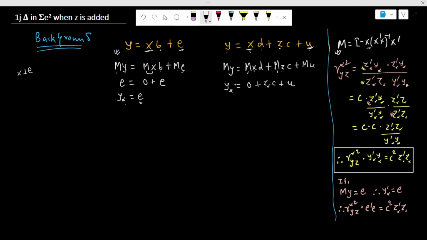And let us substitute the value of y asterisk, which is E, in this relationship. In the second model as well, X and Z, these are the independent variables, so they must be orthogonal with U. So X is orthogonal with U as well as Z is also orthogonal with U. So when we partial out the effect of X from Z, this is still orthogonal with this residual term U because Z is orthogonal with U.